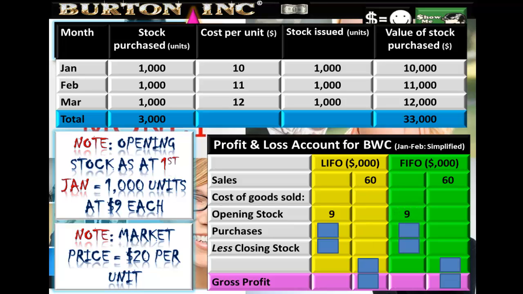Purchases will be the same across both types of stock valuation methods. What did we purchase? We purchased $33,000 worth of stock. Closing stock. Now this is going to be a little bit different depending on whether we use the LIFO or the FIFO technique. Now think to yourself, LIFO, are we going to be left with our old stock or are we going to be left with our new stock? FIFO, will we have our older stock on hand at the end or our newer stock? Our older stock is valued less than our newer stock.